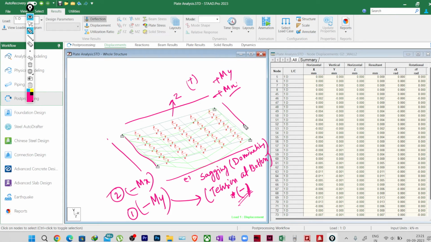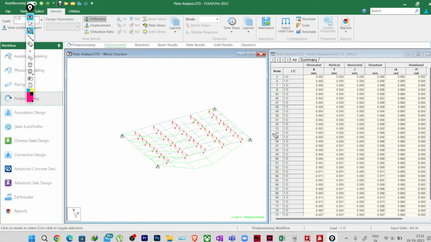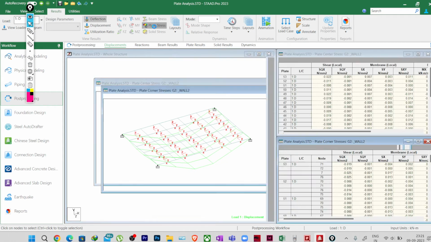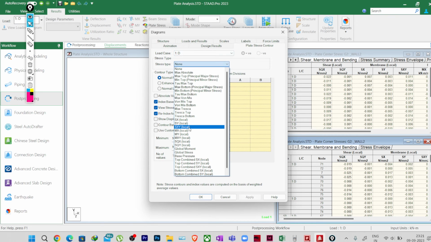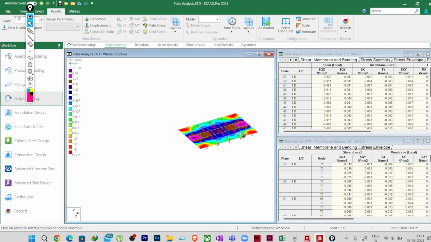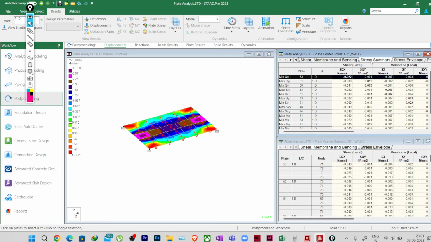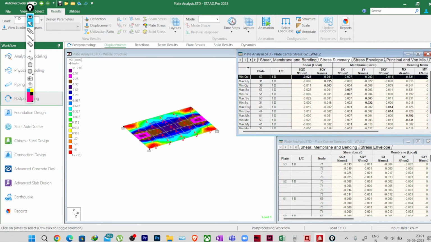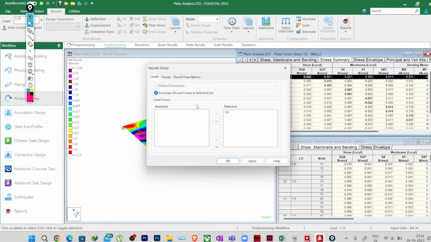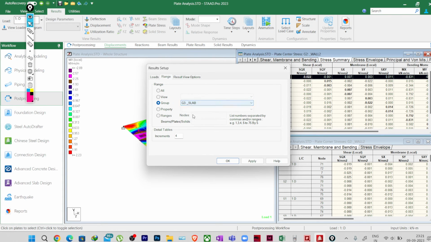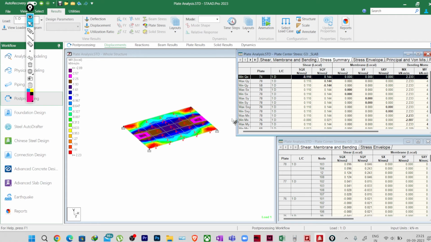Okay, clear? Fine. Now I will go to the plate results. I will go to plate stress. I will take any mx or my, whatever it is. My main value we will see from the stress summary. For now I will right click, go to result setup. Already the load is selected. I will select this slab, so I'll get results for only the slab.